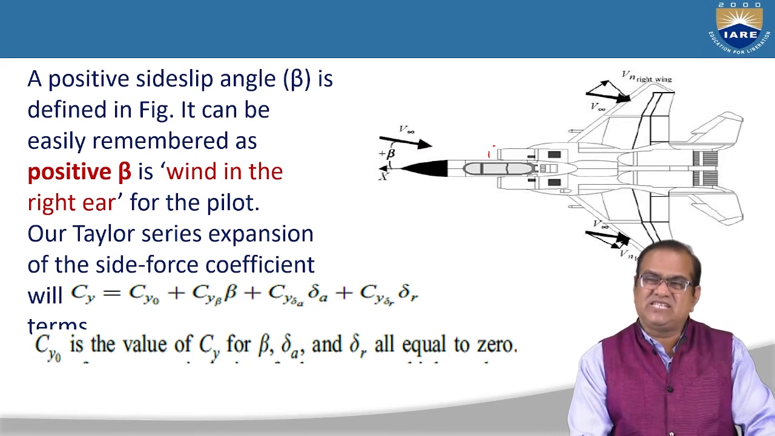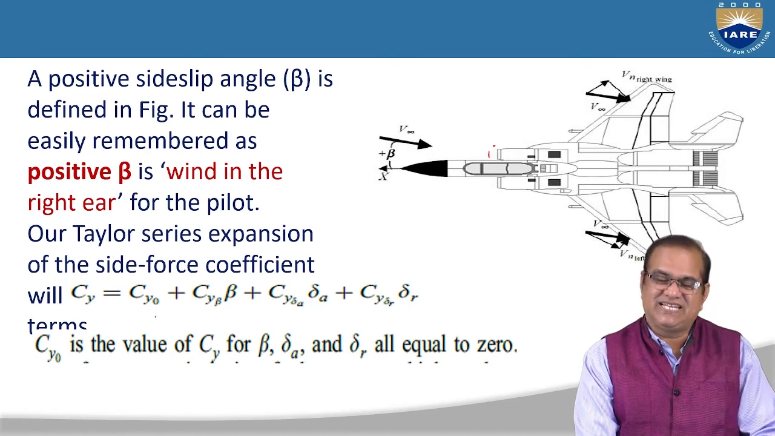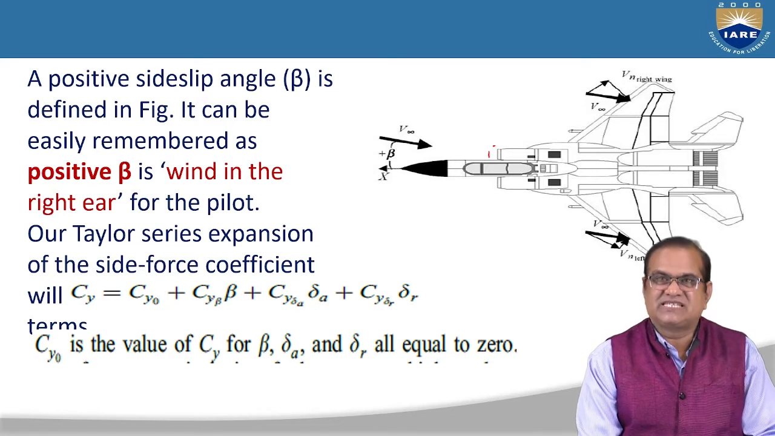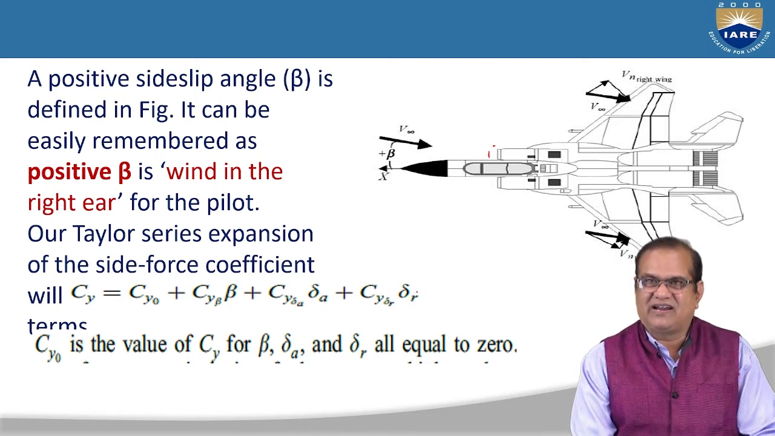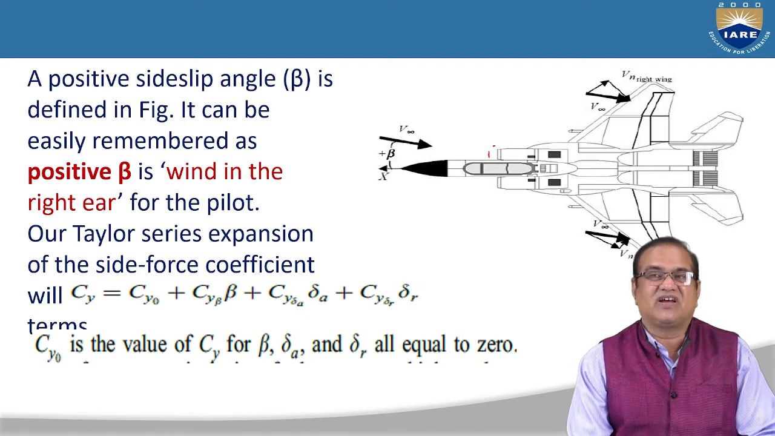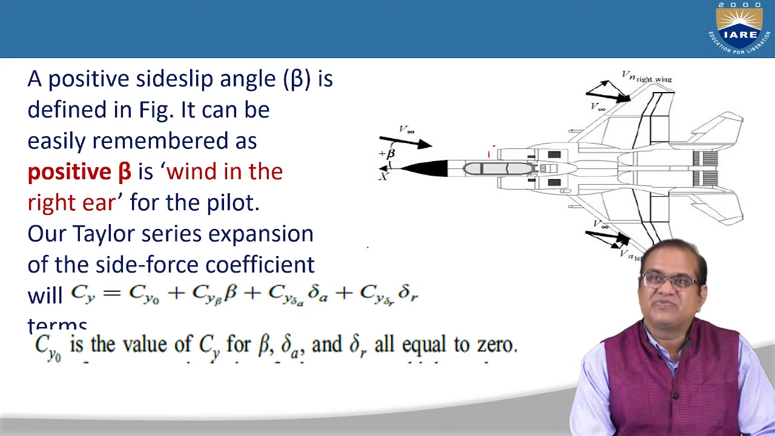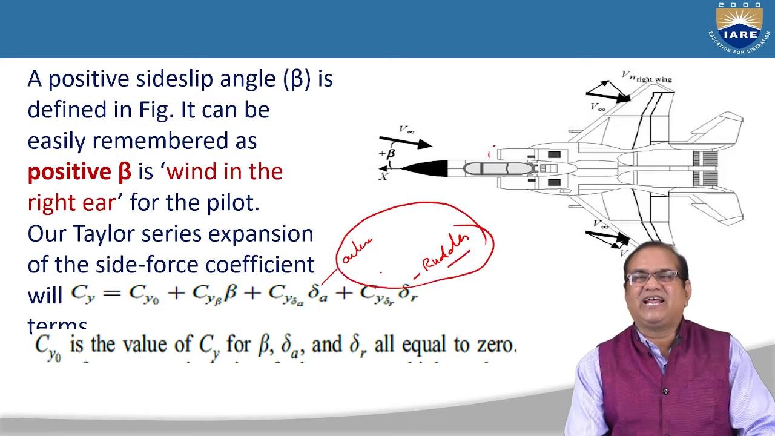So now this Cy, that is the side force, Cy is, by using the Taylor series, Cy naught plus Cy beta into beta plus Cy delta A into delta A plus Cy delta R into delta R, where beta is the side slip angle, delta A is the deflection of the aileron, and delta R is the deflection of the rudder. As I told you, if you move the ailerons, the rudder will also be required to be moved. Both are coupled. You cannot have them separate.